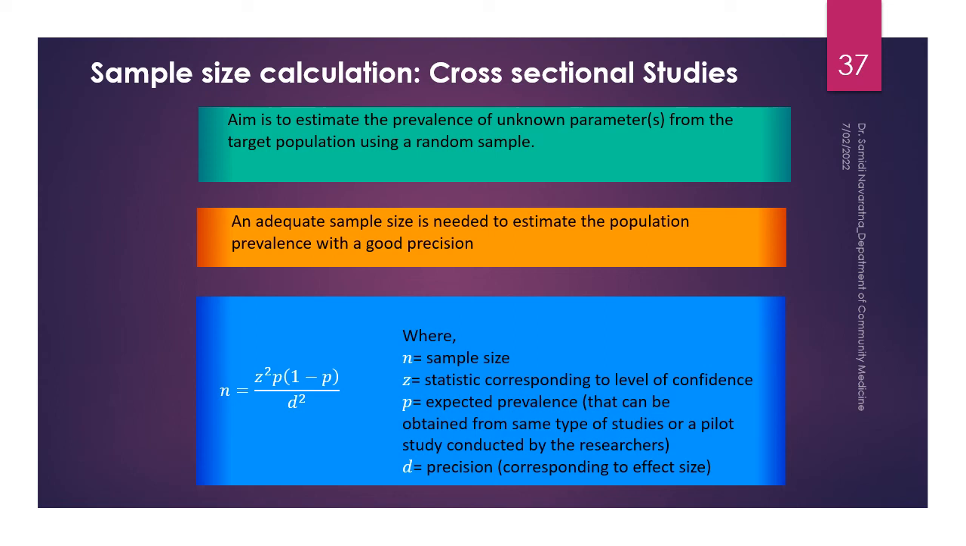So this is the equation we'll be using to calculate the sample size for a cross-sectional study. N equals Z squared into P into 1 minus P divided by D squared, where N is the sample size, Z is the statistic corresponding to the level of confidence, P is the expected prevalence, and D is the precision.